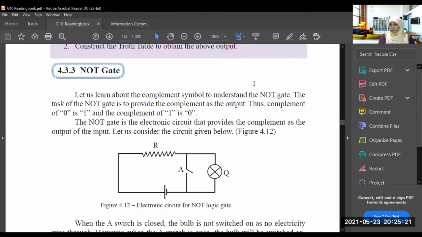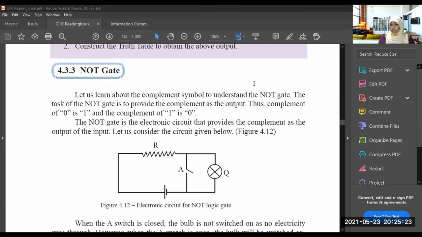Now let's go to the last one, the NOT gate. What is this NOT gate? This NOT gate is very naughty. When we say to do something, it doesn't do. When we tell it not to do something, it will do. What does it mean?